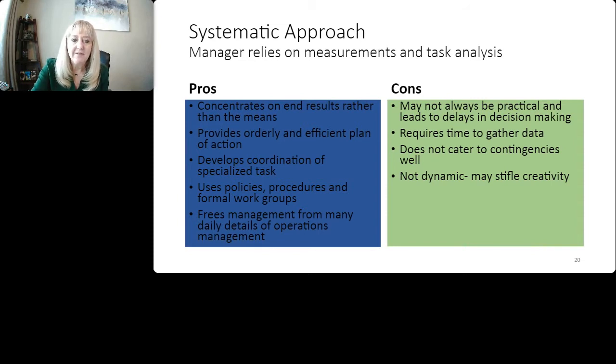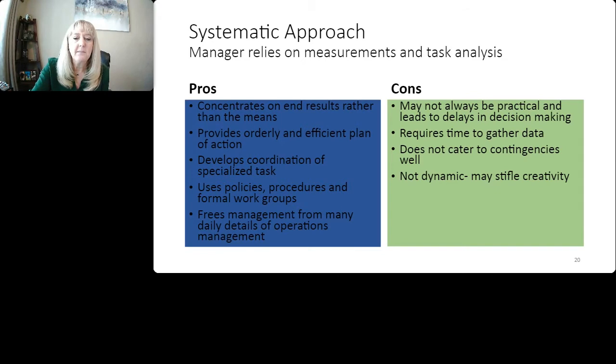Provide an orderly and efficient plan of action, develop a coordination of specialized tasks. They use policies, procedures, formal work groups. They free management from many of the daily operations management. So they kind of take control of it. So those are the pros to it.